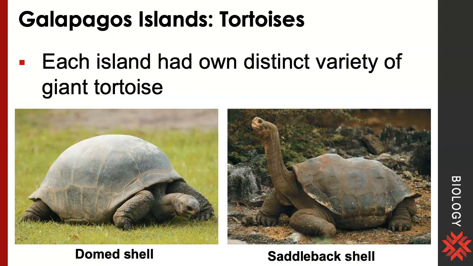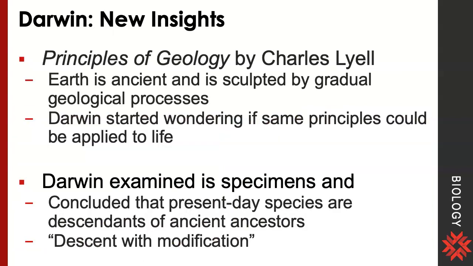And then another question he had was, well, he saw that on each of these volcanic islands within the Galapagos, they each had their own distinct species of giant tortoise. So he said, well, why do all of these different islands have their own species of tortoise? So he really started to think, okay, well, maybe these species, they are all related to one another and they just change a little bit over time. Well, then he started to say, well, how do they change over time?